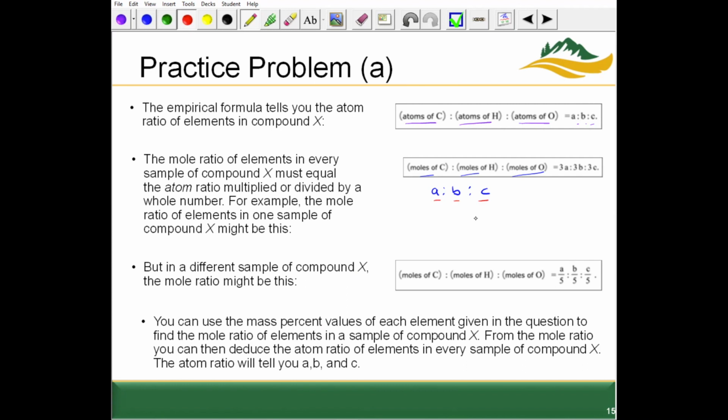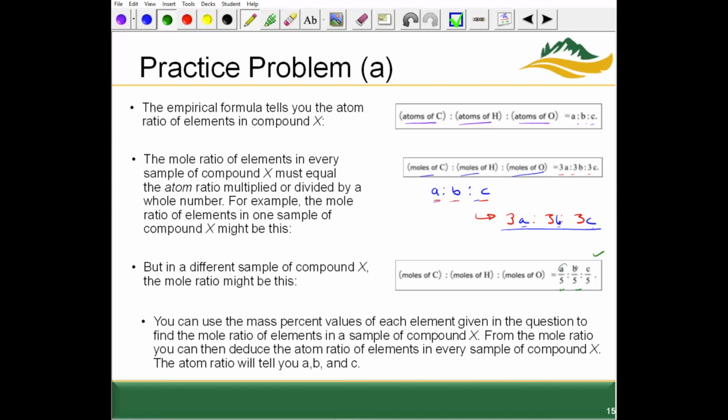We need to figure out those subscripts, but what does hold true is that we should be able to multiply each of these subscripts by the same whole number and still end up with the same result. So A might be 2, B might be 1 or 6, C might be some other number. Regardless of what A, B, and C are, this ratio holds true. And if we multiply each of these by 3, this ratio also holds true. We can also divide A, B, and C all by the same number, where this ratio would also hold true.